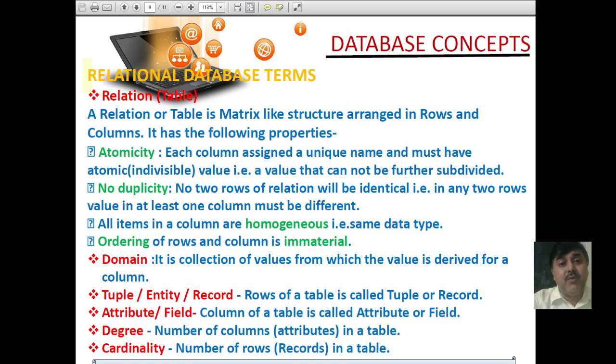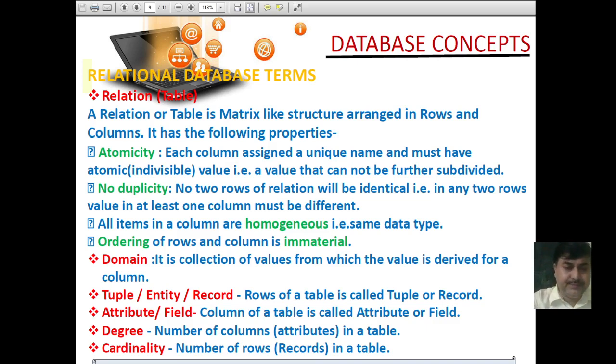So in the relational data model, a table has a matrix-like structure, and we are arranging the data and making it organized. Atomicity means a column with a unique name must have atomic individual values, which cannot be further subdivided. No duplicacy of the data can be done. All the data are of the same type, that means homogeneous type of data.